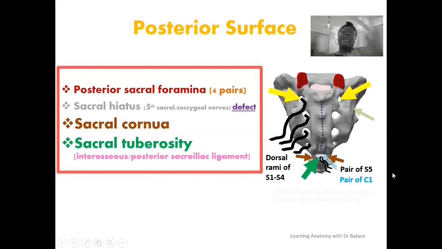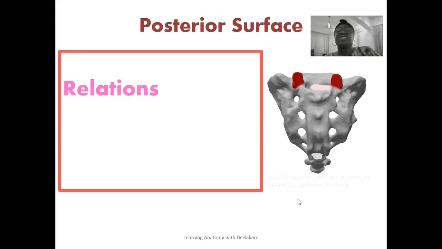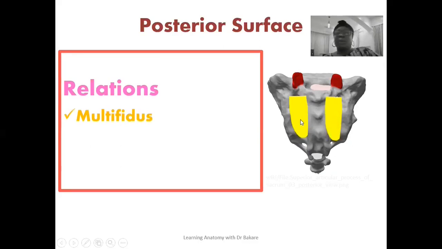So it's good for us to highlight these specific regions and also the structures that are related to them. Now let's look at the structures that are related to the posterior surface of the sacrum. We have the multifidus. This multifidus muscle is seen to be related to the posterior surface of the sacrum in this version. So you see it covering the posterior sacral foramina. So you have one on this side and you have the other one on the other side.